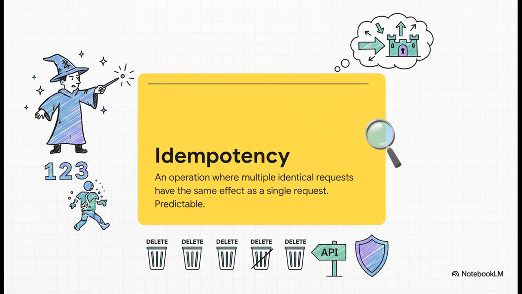Idempotency sounds kind of complicated, but it's really just a fancy word for a simple but super powerful guarantee. It means you can cast the same spell over and over again, but it's only going to have an effect the very first time. Think about it. If you send a DELETE request for wizard 123, they're gone. If you accidentally send that exact same request again, nothing bad happens. The system state doesn't change because, well, they're already gone. The outcome is exactly the same, which makes our API predictable and way more robust.